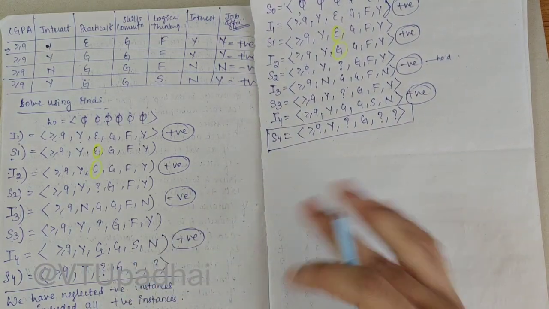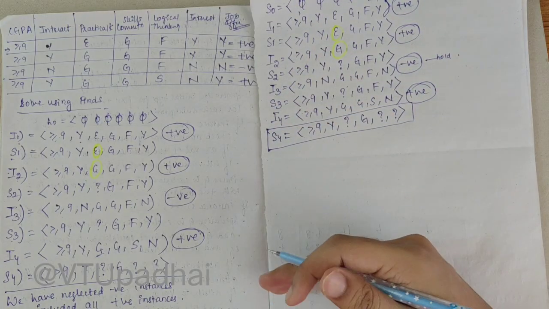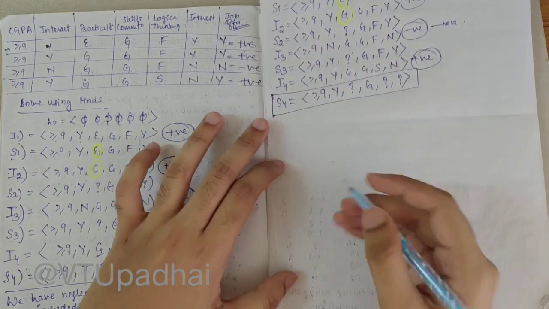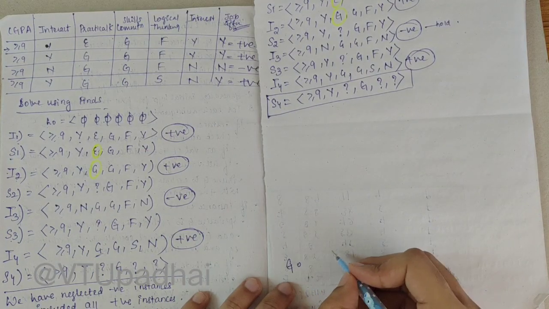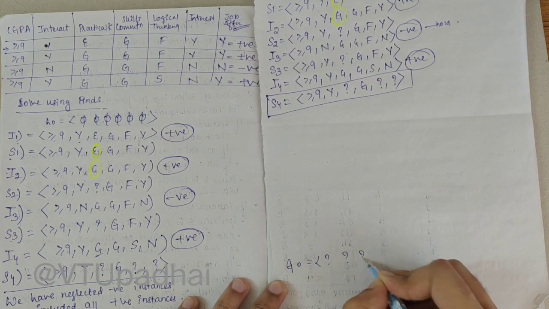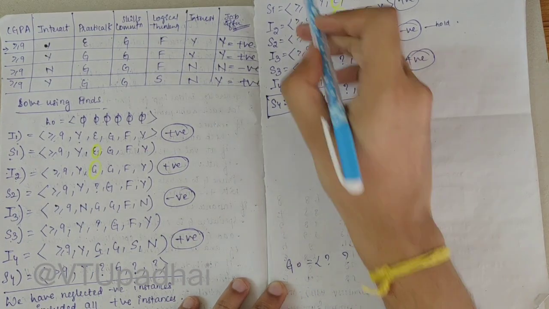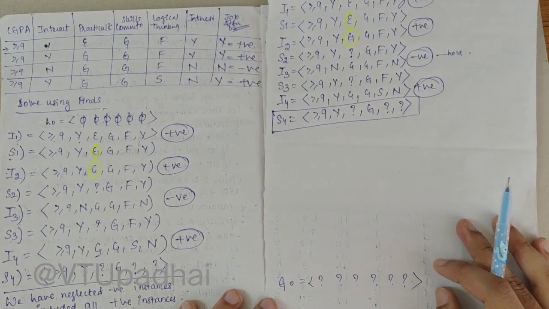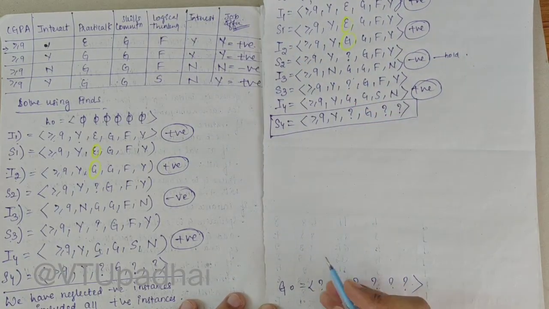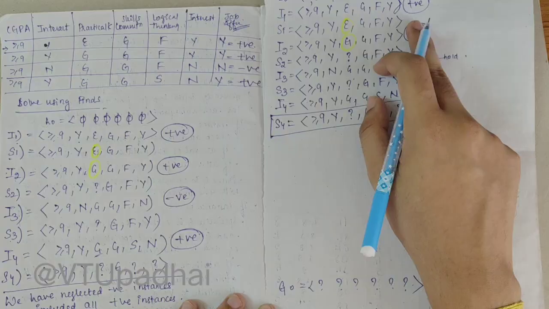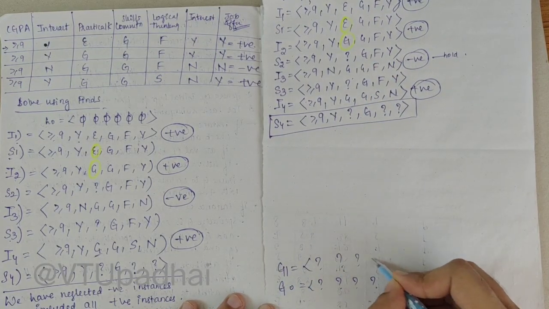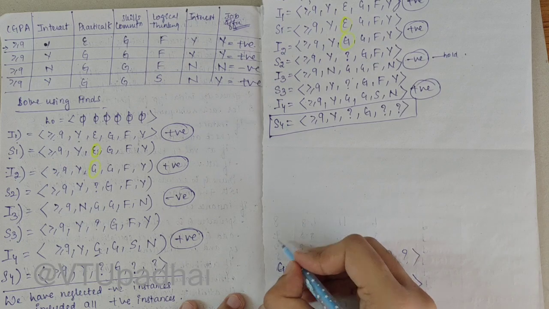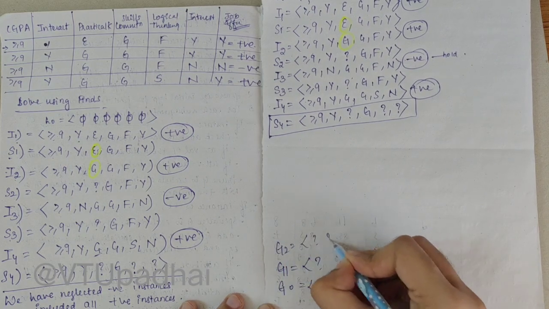Okay. This was one side of S. Now from this side, I need to write for G. So initially G0 value would be question mark. 1, 2, 3, 4, 5 and 6 question marks because 6 values are there here, right? Next, for I1 instance, I got S1, right? Because it had positive instance. So here the values would be the same, question mark only for I1. For I2 also it would be the same only.